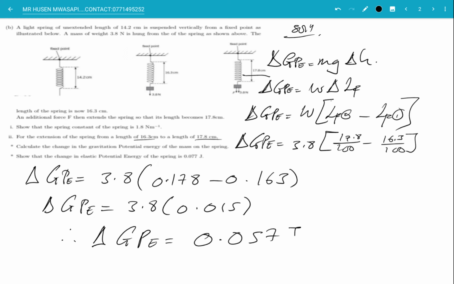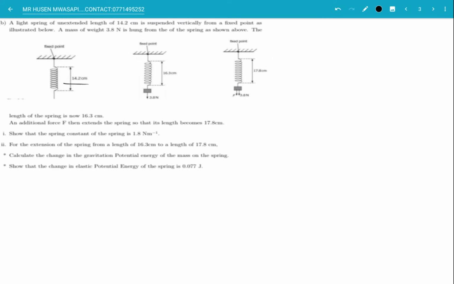0.057 joules. As simple as that. Alright, let's move on to the next question. The question says, show that the change in elastic potential energy of the spring is 0.077 joules.